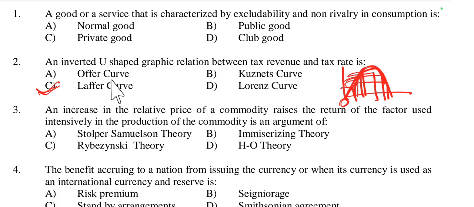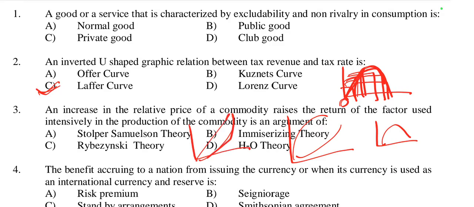Another one is the offer curve. Offer curve represents the supply of goods in response to price changes. It is called the offer curve, with a different shape. Then the Kuznets curve, which is also an inverted U hypothesis, shows the relationship between economic development and income inequality. Then the Lorenz curve represents income and wealth distribution within a population. So these are different curves. The Lorenz curve shape is just this type of shape. So here option C is right, the Laffer curve.